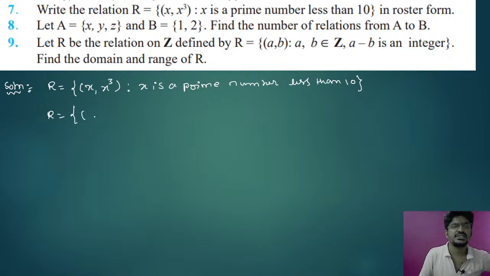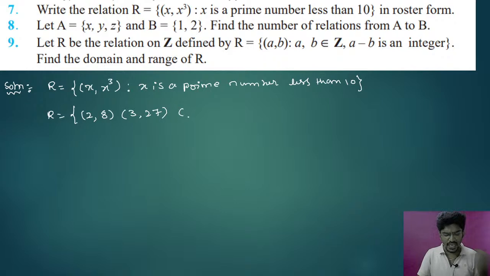First see, x is a prime number less than 10. That means I can take 2. So 2 is prime, no problem. What is 2 cubed? 2 cubed is 8. Next, 3 is a prime number, I can write it here. What is 3 cubed? That is 27. I can write it here.